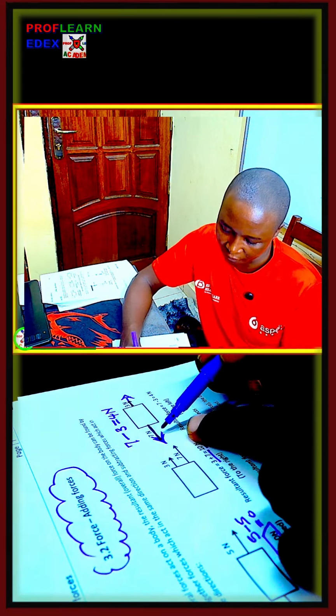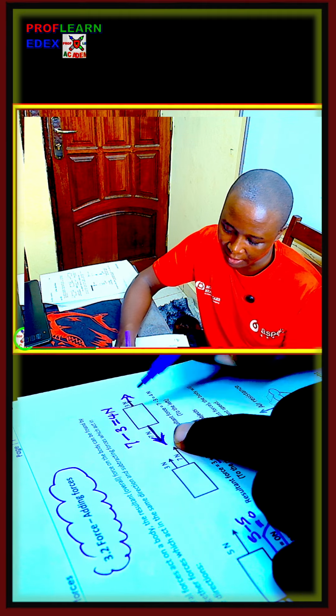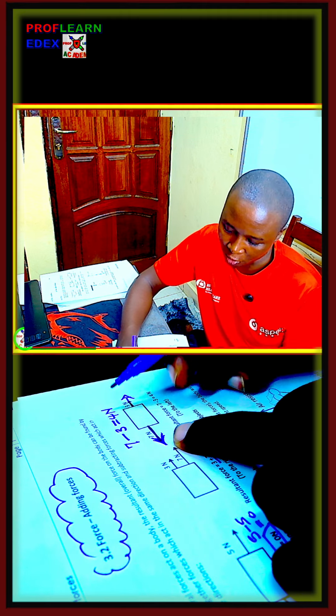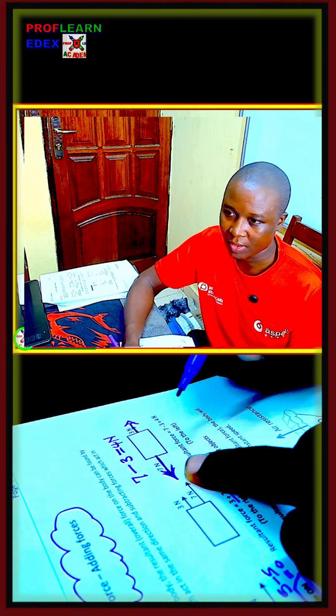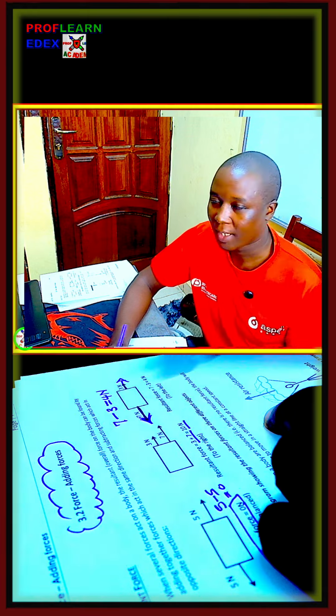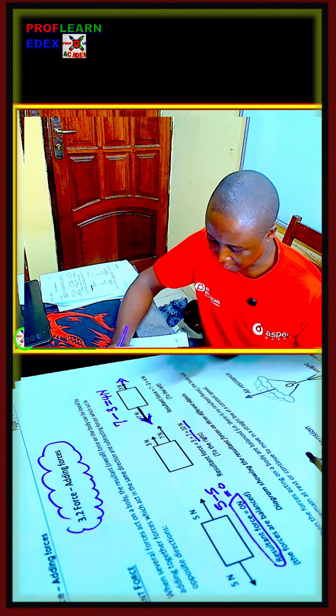Now suppose we have two people pulling this side and one person pulling the other side. This object is going to move in this particular direction where there is a greater force. That's exactly what you're going to learn when it comes to resultant forces.